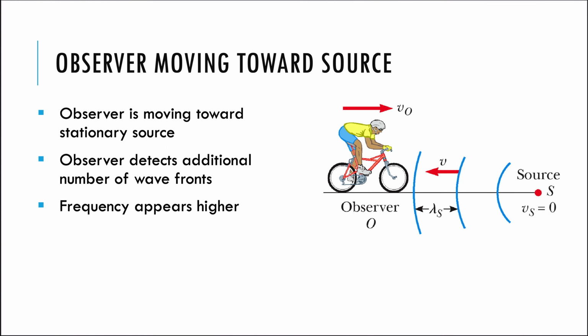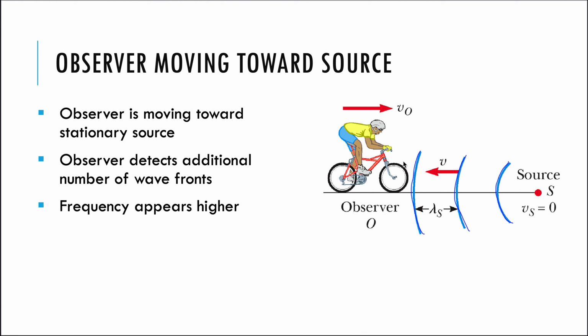Let's examine why this happens. Let's consider an observer that is moving towards the source of sound. So we're using S for the source and O for the observer. The source is emitting a sound wave. It's propagating in all directions. These blue lines here are the wavefronts. So each wavefront is one cycle of a wave.